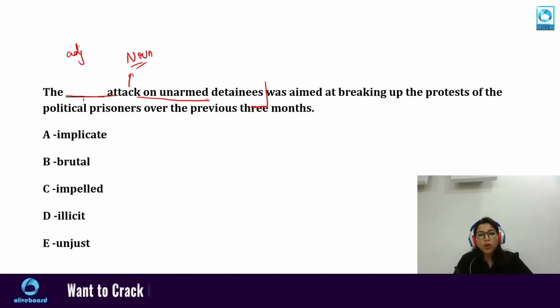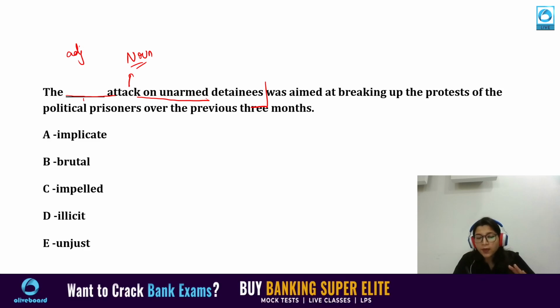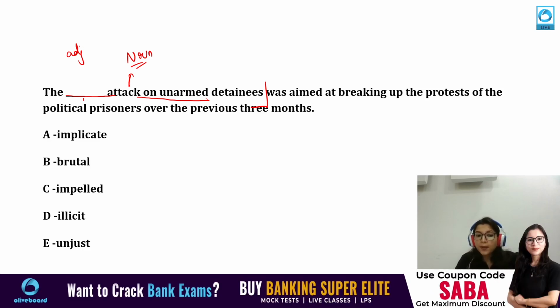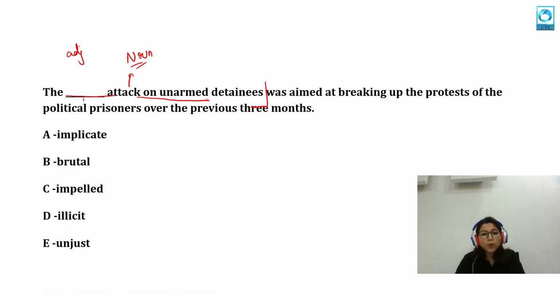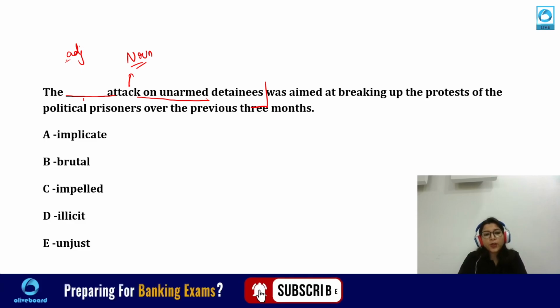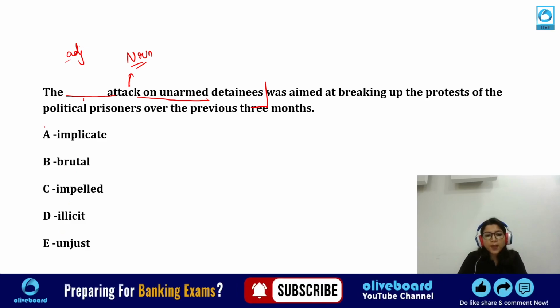So attack, what is it? It is a noun here. It is used as a noun. Attack can be used as a verb, but here we have used attack as a noun. Okay. Now, you need one adjective. So these are the options: implicate, brutal, impelled, illicit, unjust.